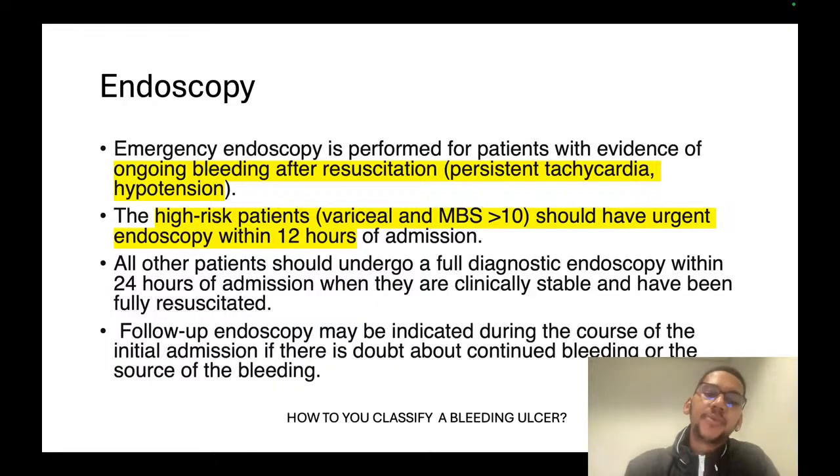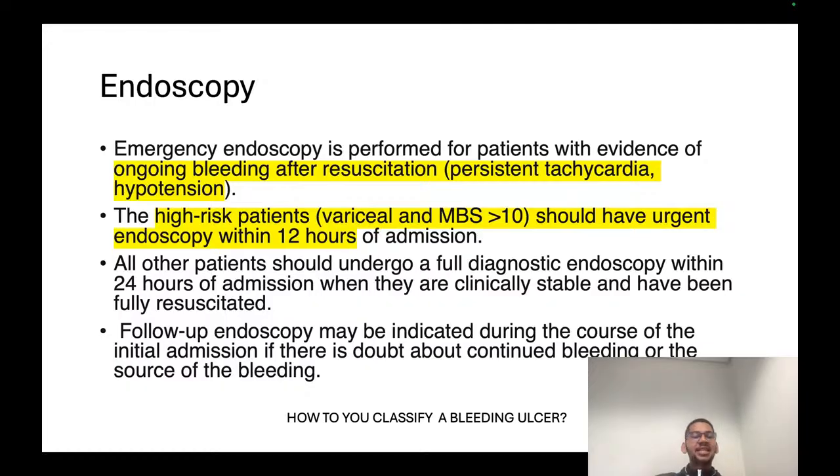With regards to endoscopy, so what next? You want to do some endoscopy. Emergency endoscopy is performed for patients with evidence of ongoing bleeding after resuscitation. That is basically detected with persistent tachycardia as well as hypotension. The high-risk patients, such as the variceal patient, should have urgent endoscopy within 12 hours of admission. All other patients should undergo a full diagnostic endoscopy within 12 hours of admission, once clinically stable and fully resuscitated.